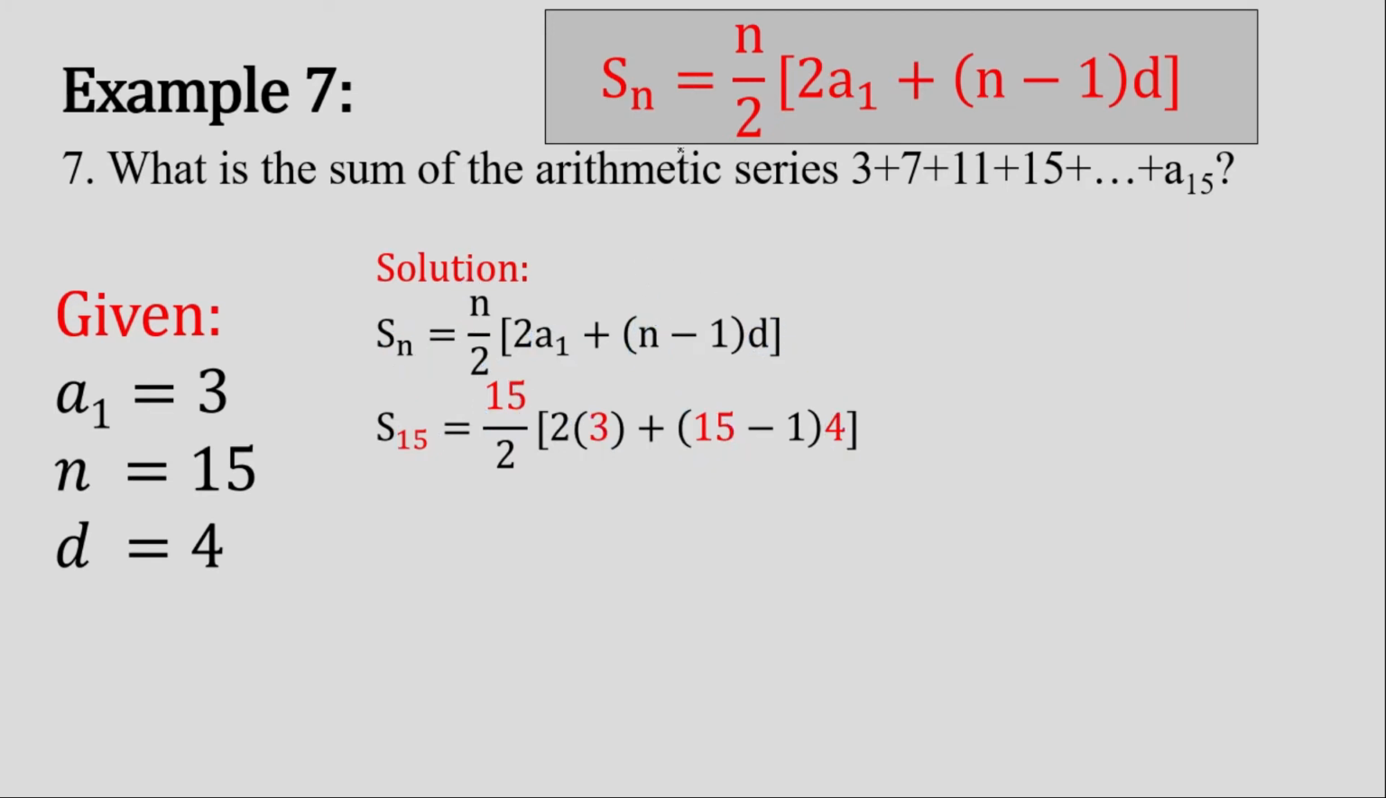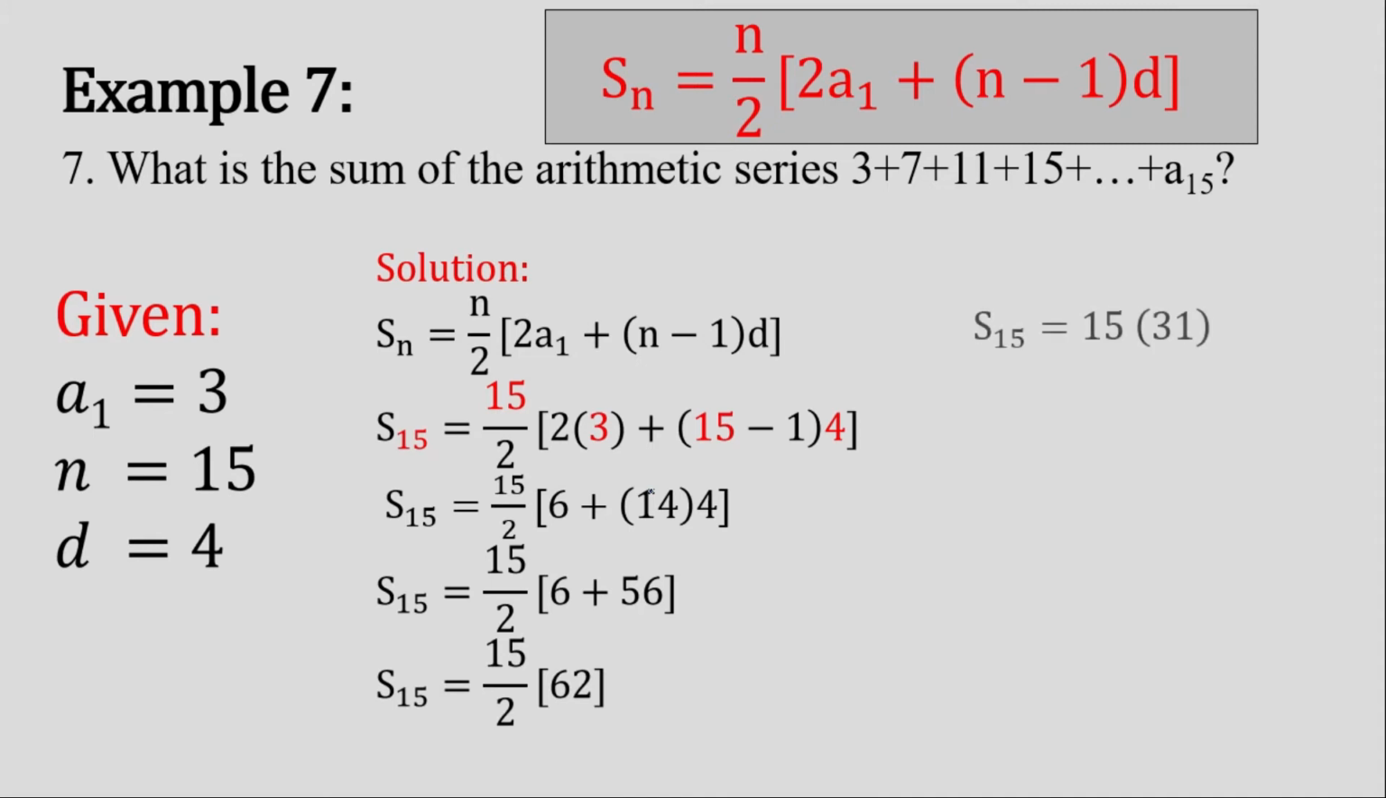So having that, let's just simplify first all the things inside the groupings or the parentheses. So let's have 6 plus 14 times 4. 14 times 4 is 56. Then let's add that. And it's easy for us now to solve for the sum of the first 15 terms.